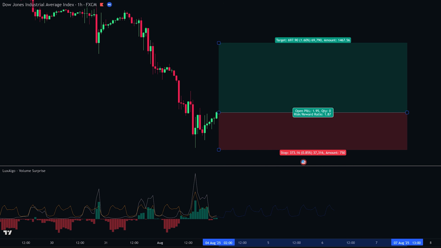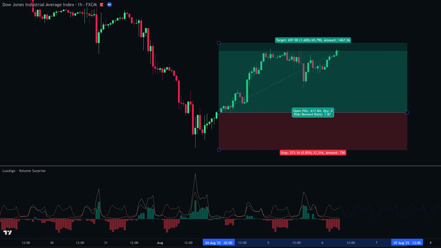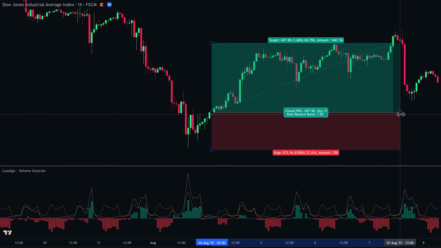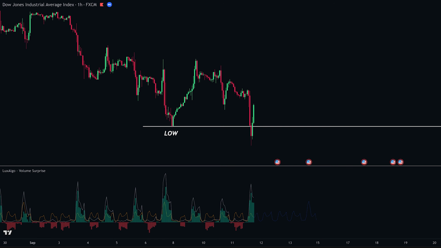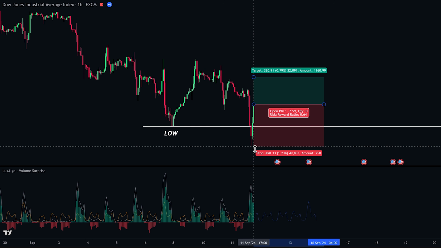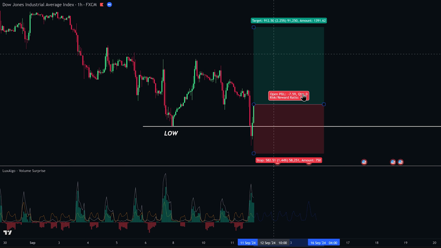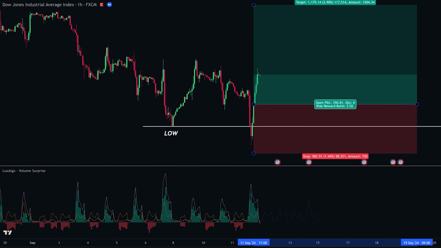This setup works especially well around news releases or session overlaps, when institutions enter and exit aggressively, leaving visible spikes in volume. Setup 3. Liquidity Sweep with Volume Confirmation. For a buy setup, wait for price to sweep below a previous low and show a strong green volume spike. Then, look for it to close back above the low. Enter your buy on the confirmation candle. Place your stop loss below the sweep's wick and target the previous swing high or a 1 to 2 reward.